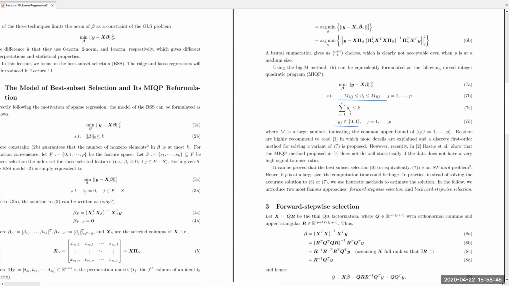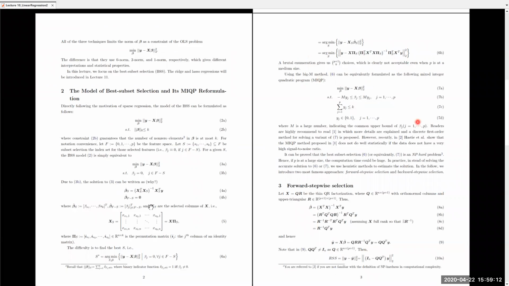Okay, and the summation of yj's is less than or equal to k. This tells me that I can choose at most k yj's to be 1. In other words, all other yj's must be 0, and hence all the corresponding beta j's are 0. Okay, so in this way, it's very easy to see that this MIQP formulation is equivalent to this best subset selection problem, BSS. Any questions so far?